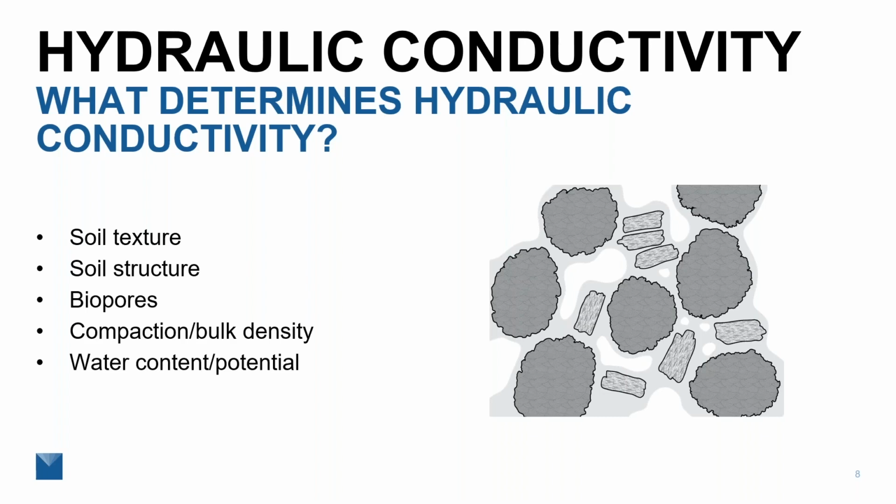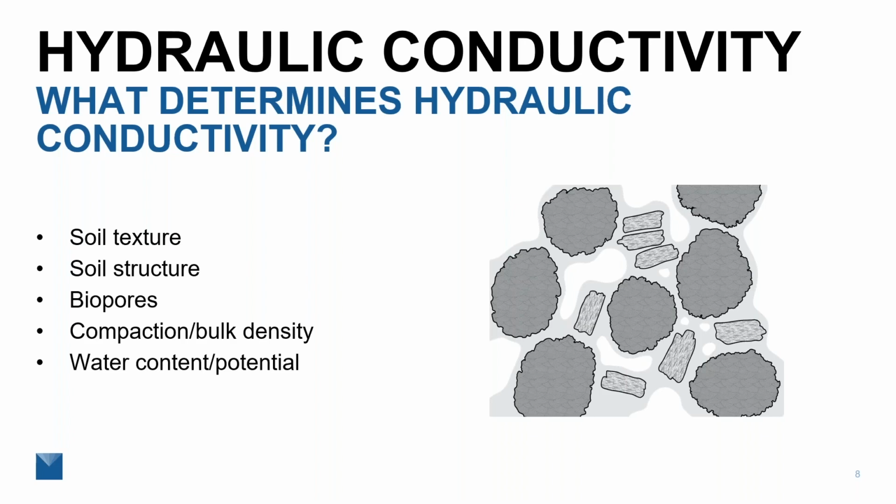Biopores are also obviously going to have a big impact. So decaying root channels, wormholes from good worm activity, all of those things are going to impact hydraulic conductivity. And compaction and bulk density obviously are going to have an impact. As we become more compacted and have increased bulk densities, we're going to see decreases in hydraulic conductivity.